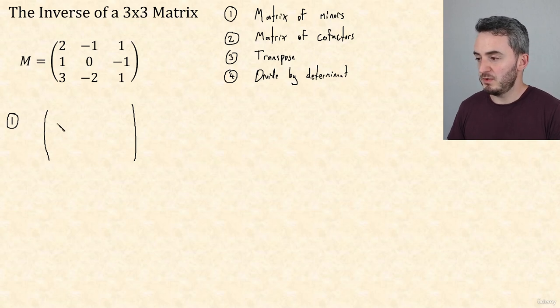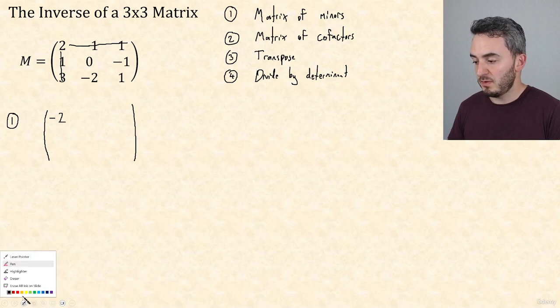So to find out what goes in the top left cell, that's the spot that the 2 currently occupies, you find the determinant of the cells left if you delete the row and column. So in this spot, it's the determinant of this little submatrix. So 0, -1, -2, 1. So that's 0. 0 times 1 is 0. Minus, and what we have is 2 here. So it's a -2 there.